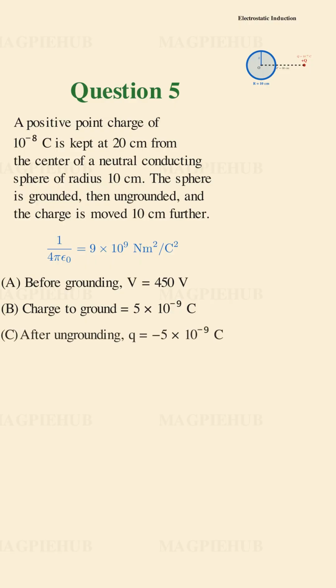A. Before grounding, the potential of the sphere is 450 volts. B. Charge flowing to ground is 5 times 10 to the minus 9 coulombs. C. After ungrounding, sphere charge is minus 5 times 10 to the minus 9 coulombs. D. Final potential of the sphere is 300 volts. Let us review the key concepts.